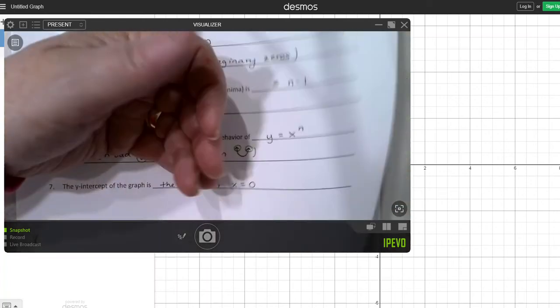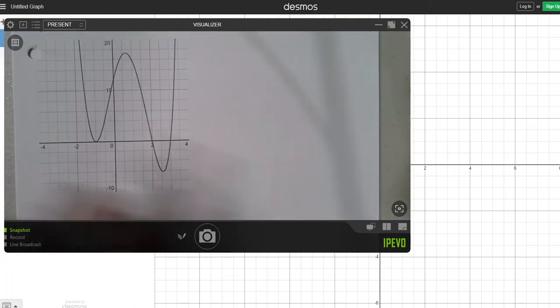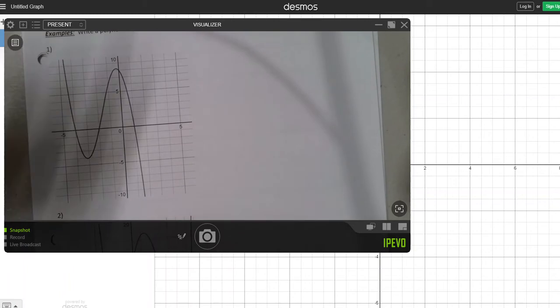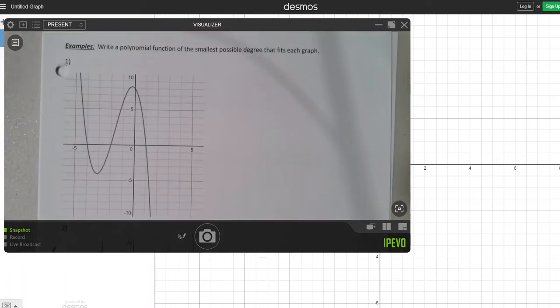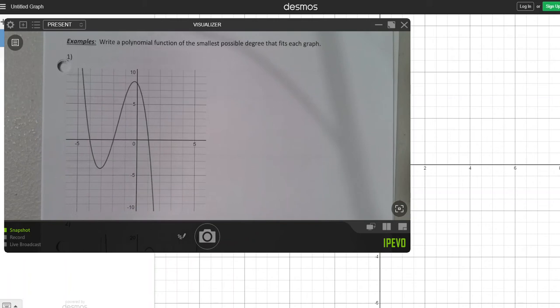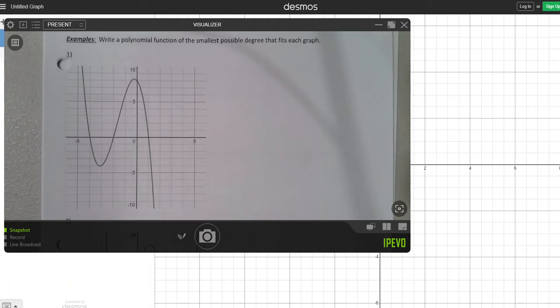All right, the next two examples are going to take what we've been learning and reverse the way the information is given. Up until now, I've given you a formula, a function, and asked you what the graph looks like. In the examples on page 113, it's exactly the opposite. I'm going to give you a graph and say, could you tell me what the function is? Well, let's see.